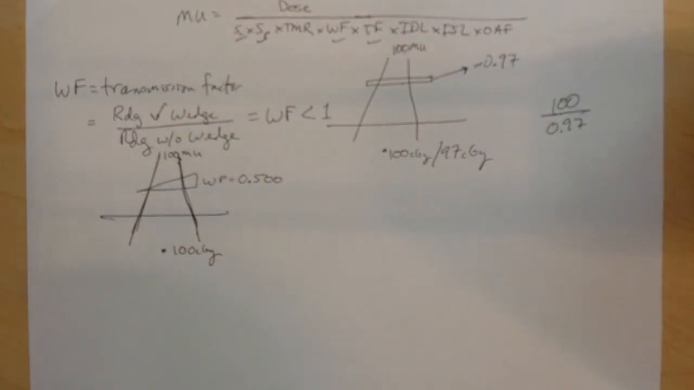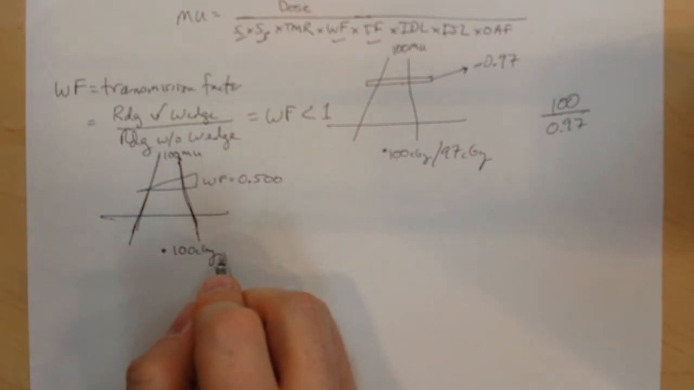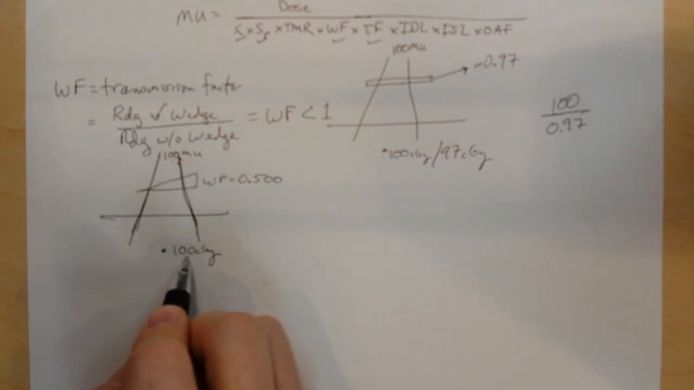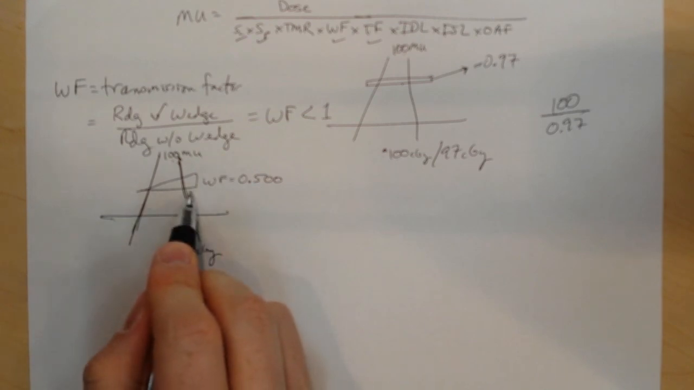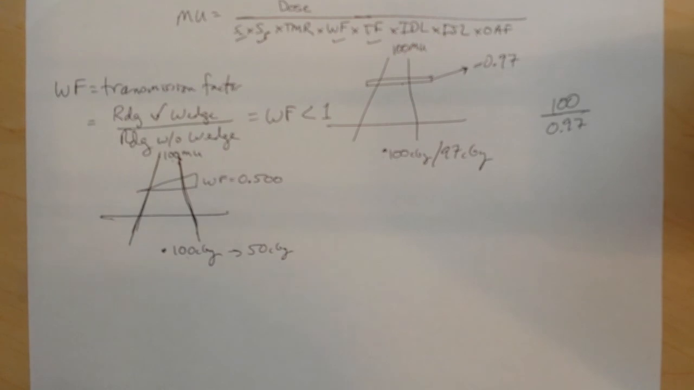Okay, if as a dosimetrist you forget to put the wedge factor in the calculation, what's going to happen is you're going to tell the therapist to dial up 100 monitor units. How much are they going to deliver? They're not going to deliver 100 centigray. Half the beam's been attenuated. They're going to deliver 50 centigray. Patient's going to be underdosed by half.